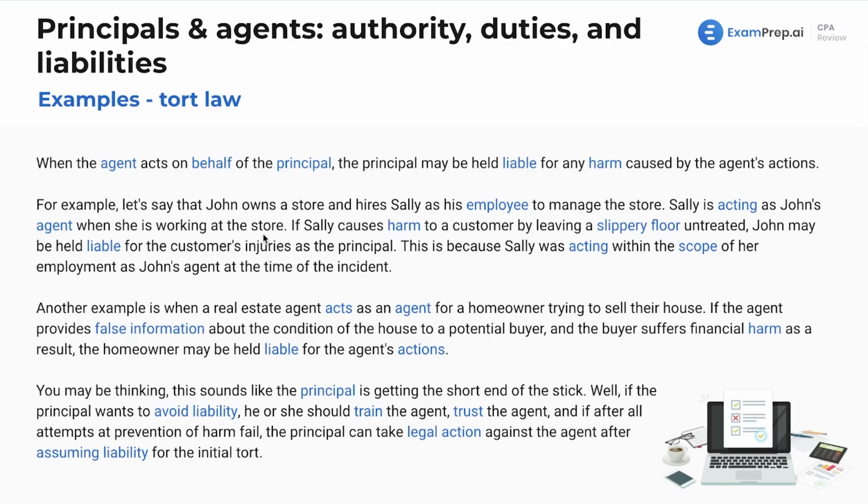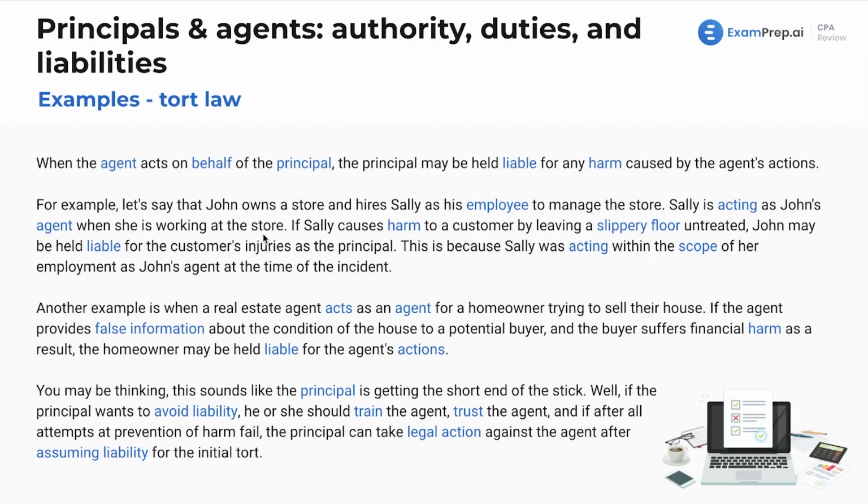But John can then go into a court and say, hey, here's proof that I reprimanded her 5 different times. I put notices that Sally has not actually kept the floors clean and has not put wet floor signs up. So then John could take action against Sally. That would be how it works.